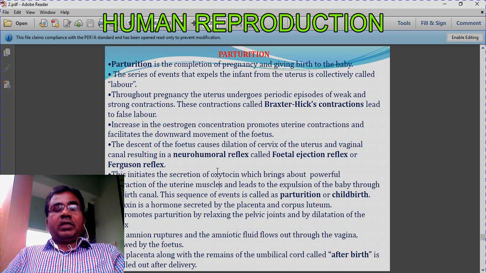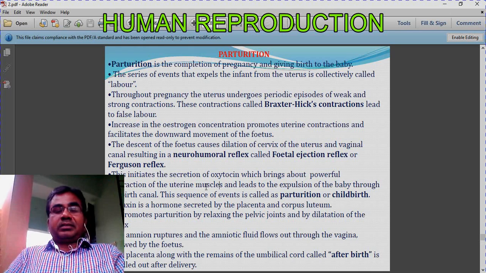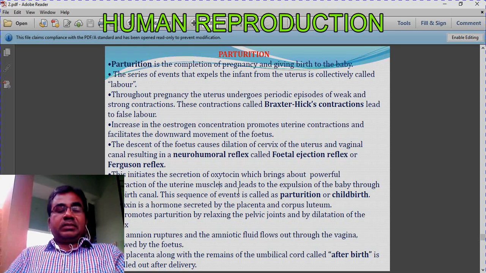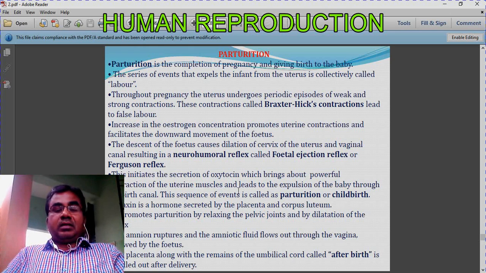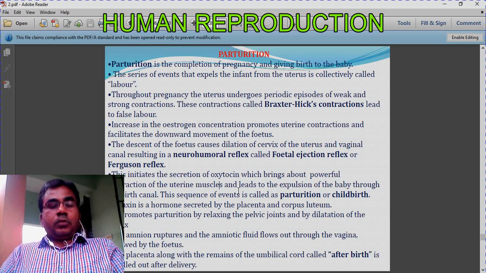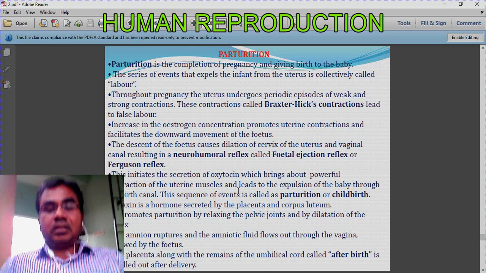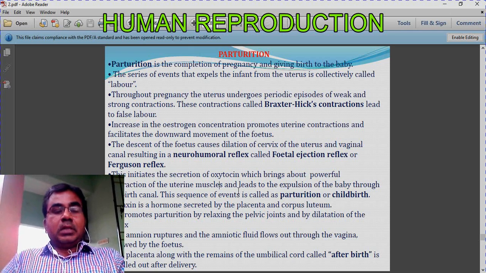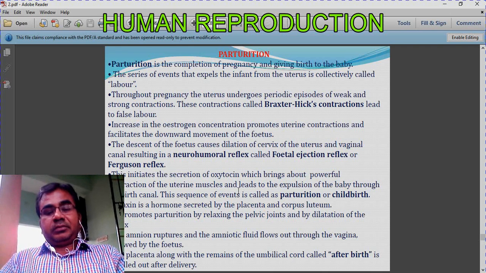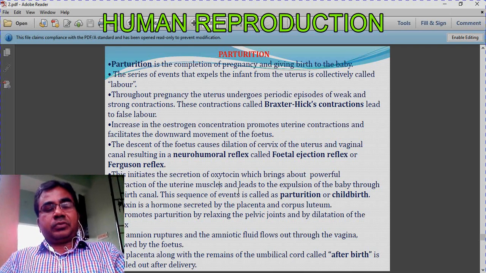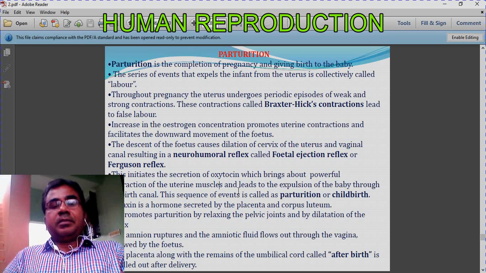Actually the neurohypophysis of the pituitary gland produces oxytocin, that stimulates the contraction of the uterine muscles. As a result, the uterus will be contracted and relaxed. So this will cause childbirth. And another hormone, relaxin, is secreted by the placenta and also by the corpus luteum. It also promotes parturition. So different hormones are responsible for parturition.